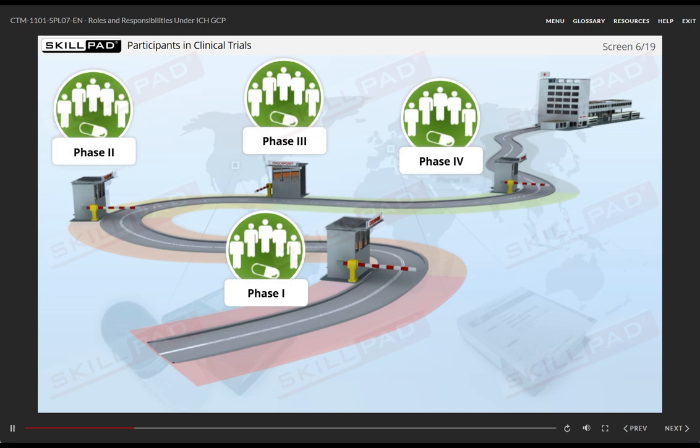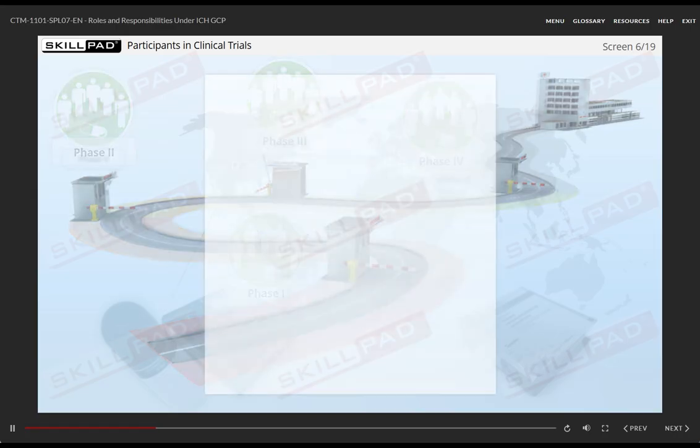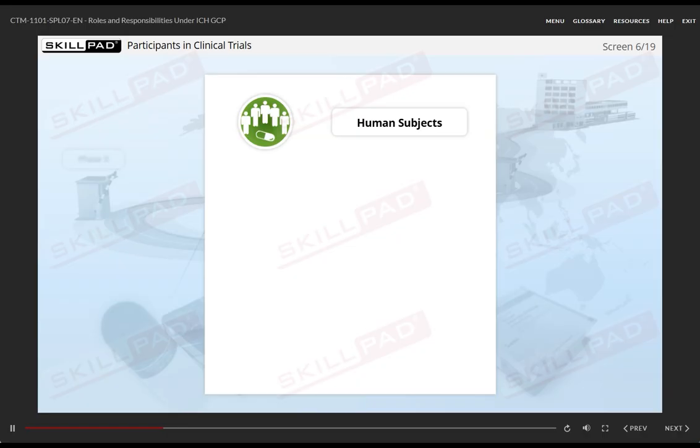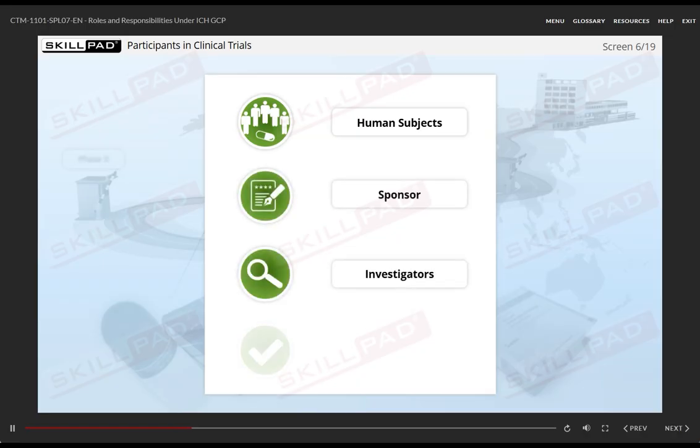Human subjects, therefore, must be protected and respected throughout the clinical trials process. In addition to human subjects, 3 groups play an integral role in clinical trials: sponsors of the trial, clinical investigators, and institutional review boards, also referred to as independent ethics committees.